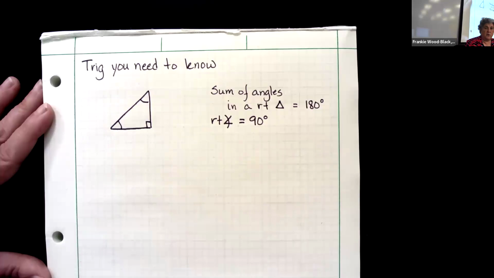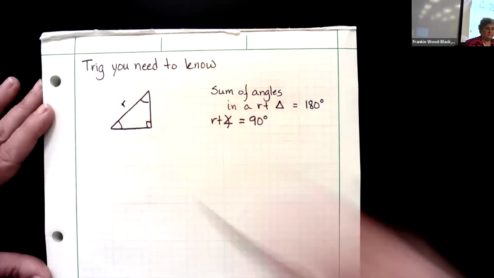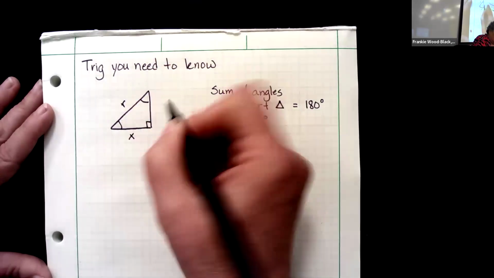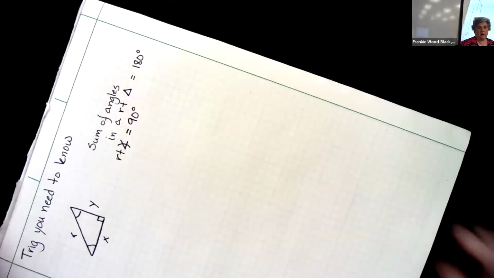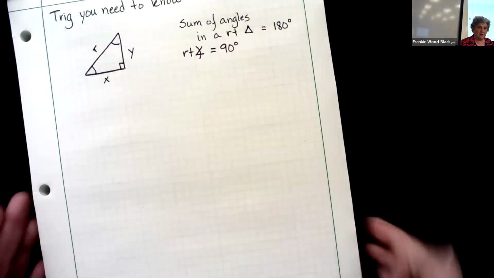In convention, the way I have written this triangle and the way you're going to see it in your book, you're going to see this as R, and you're going to see this as X, and you're going to see this as Y. That's traditionally how the book is going to do it. Now I'm going to help you out, because we may be working with a right triangle that looks like that, and that X and Y might get a little confusing, so we're going to talk about it a little differently.